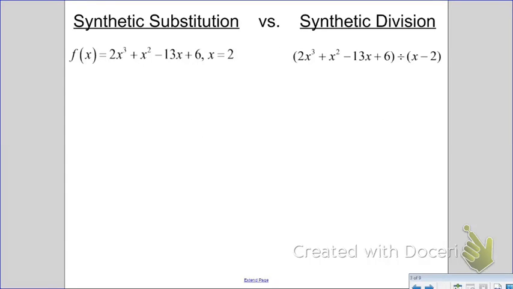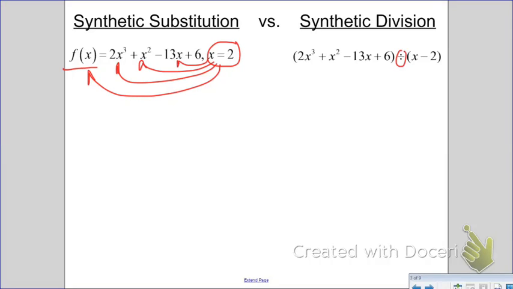First, let's talk about the differences between synthetic substitution and synthetic division. When we have synthetic substitution, it's because we have a function and we have a 2 being plugged into our function, meaning that it's going into each of these x's. In division, we see a division sign with no f of x symbol. There's also parentheses showing us exactly what is the numerator and what is the denominator of our division. Let's go ahead and set up synthetic substitution.